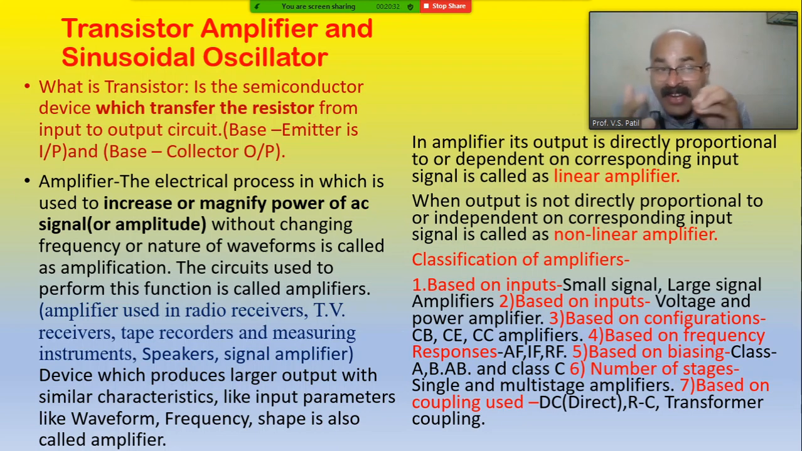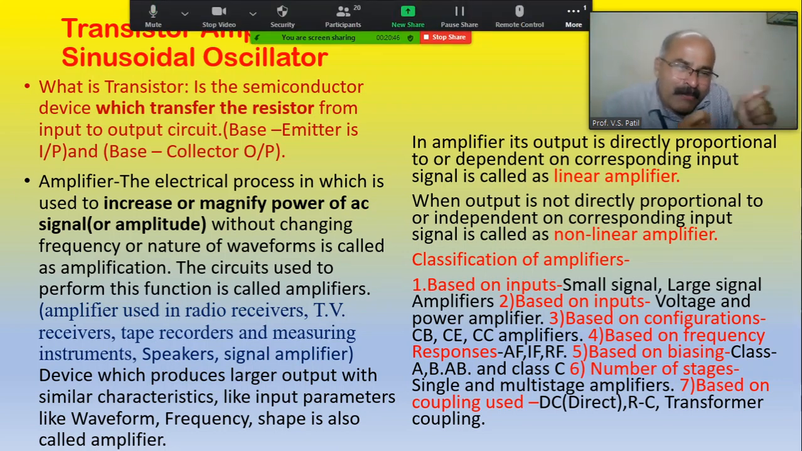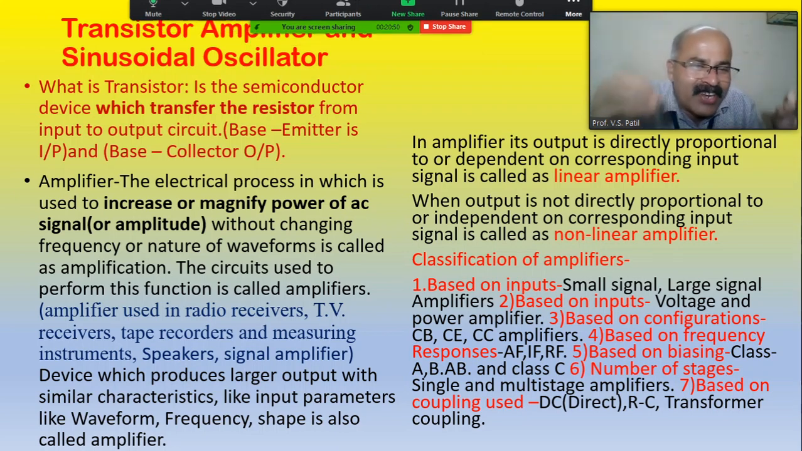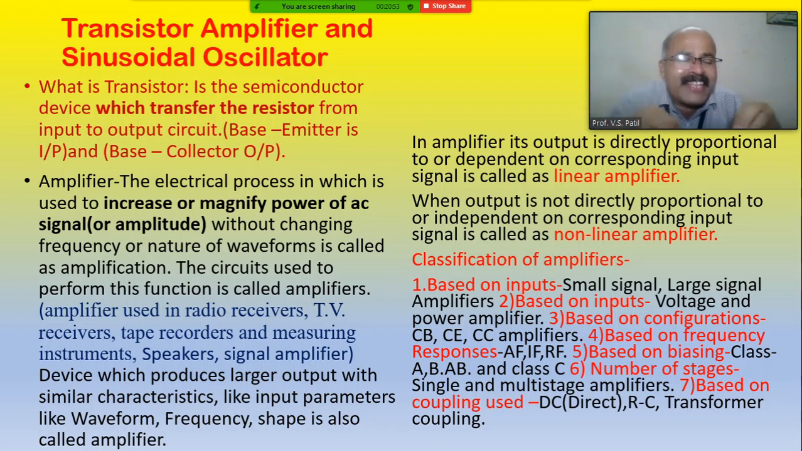It transfers the resistance from one location to another location, hence it will be known as a transistor. It will be known as a transistor because it can transfer the resistor from one location to another location, means to transfer the resistor. Transistor has a specific function of transferring the resistance from one location to another location inside the transistor.